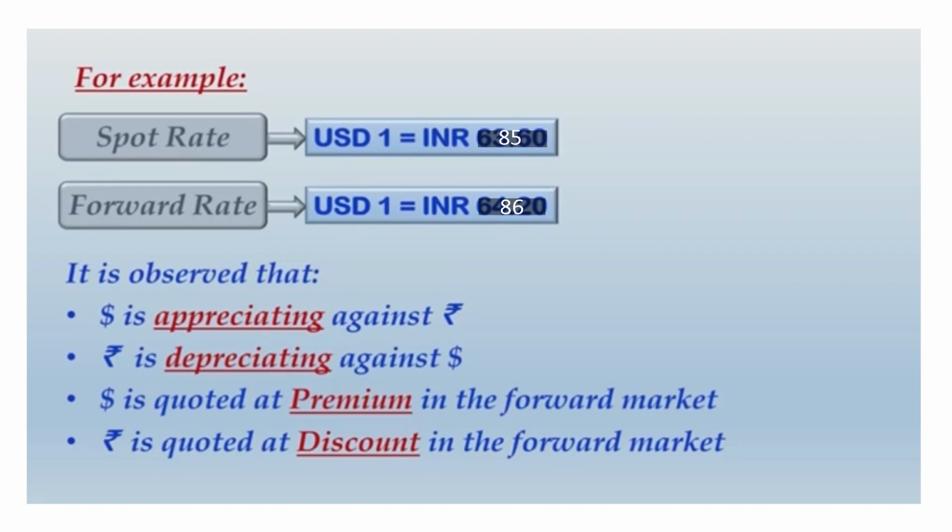So we would conclude that if the price of the dollar is rising in the forward market, the dollar is quoted at premium in the forward market. And we would also conclude that the rupee is quoted at discount in the forward market. So this is all about depreciation and appreciation rate.